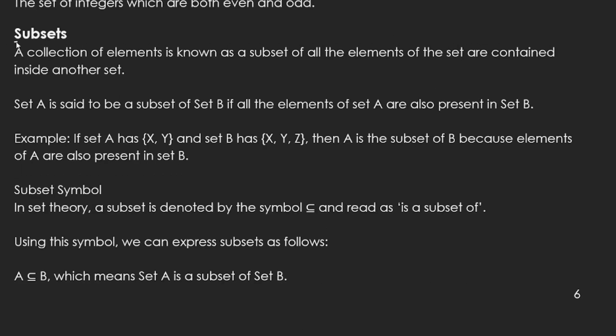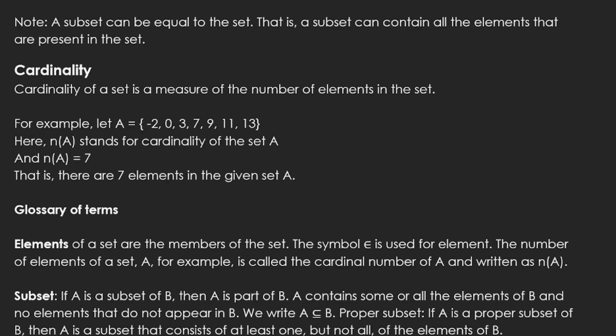Next, we have the subsets, which is basically a set within a bigger set, but the whole set itself can be a subset also. Here, we have an example. If set A has X and Y in it, and set B has X, Y, and Z in it, then A is a subset of B, meaning the set A is just inside of B. This is set A, X, and Y. And we have the symbol for that, which is a C with an underline below it. So A is a subset of B. And you have to take note that a subset can be equal to the set.